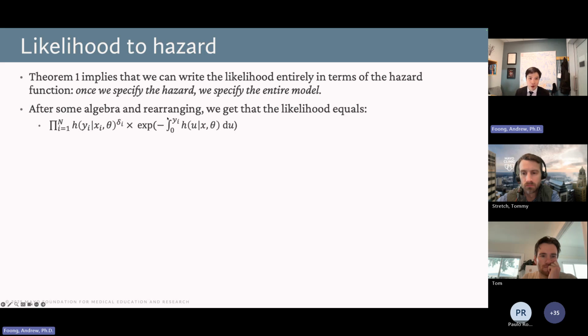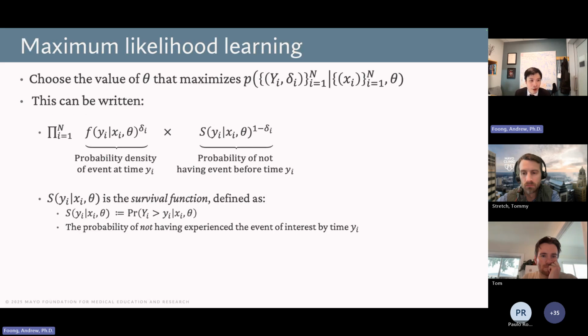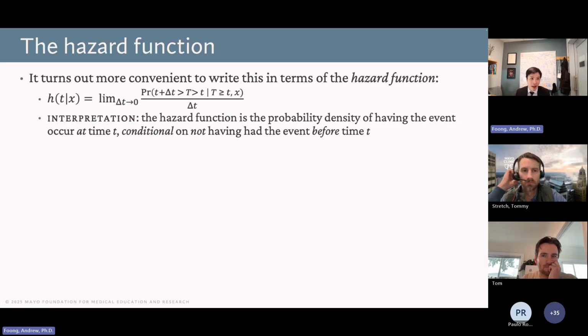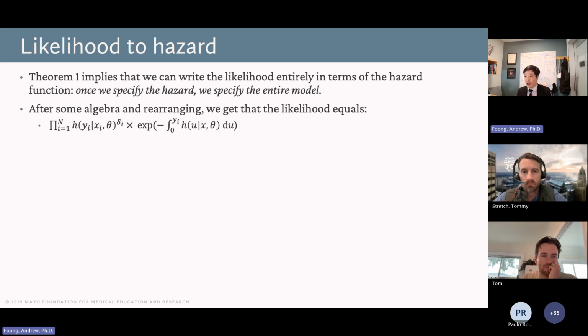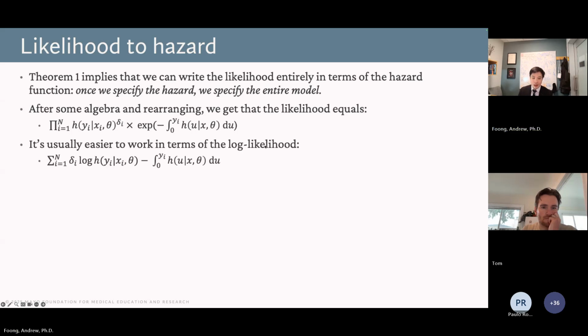So after some algebra and rearranging, remember going back a couple of slides, we found that the likelihood was written in terms of F and S. We're now going to rearrange it so that it's written entirely in terms of H, the hazard. It turns out that if you do a few lines of algebra, the same thing can be written, but H is in place of F, and the integral of H is in place of the survival function S. It's usually easier to work in terms of logarithms, which is true in most deep learning objectives.